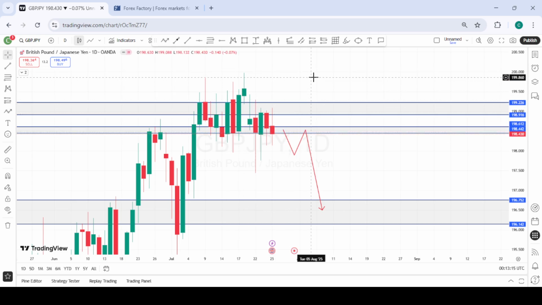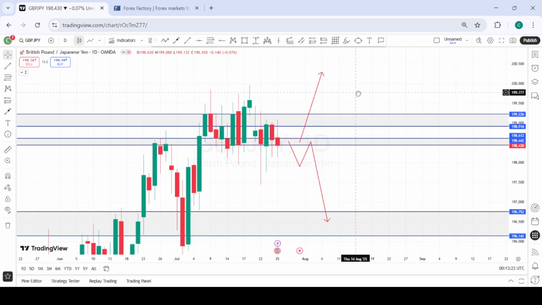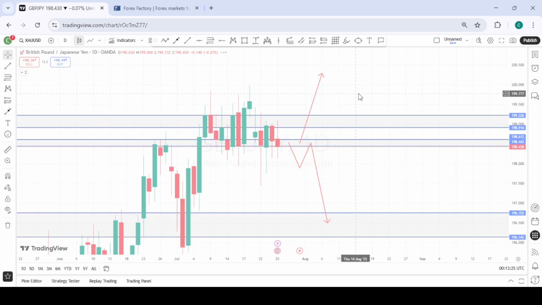Then price will just buy to the upside and continue going up, or give us bullishness just as the other pairs are indicating. So let's take caution.